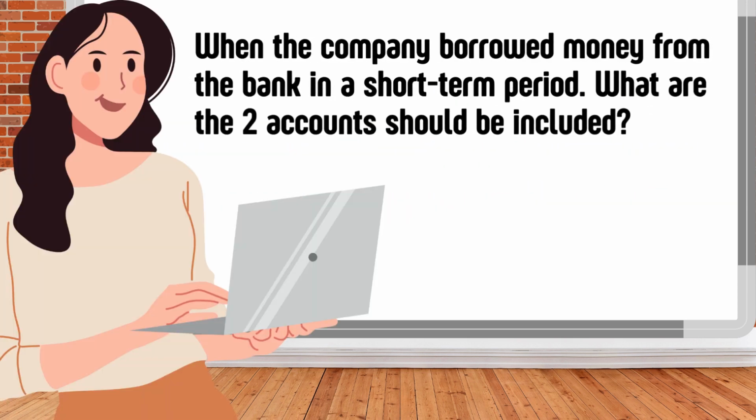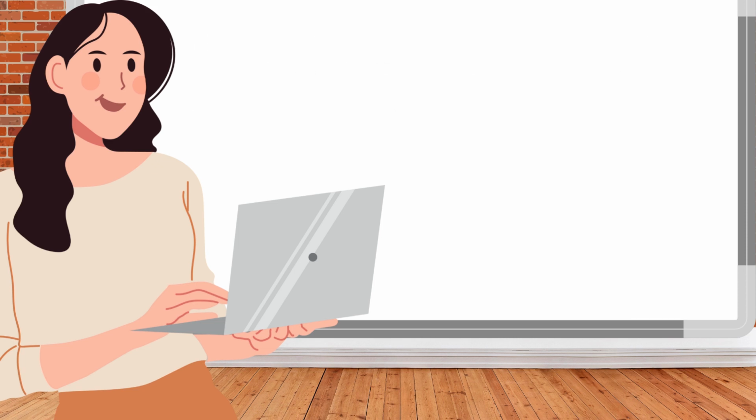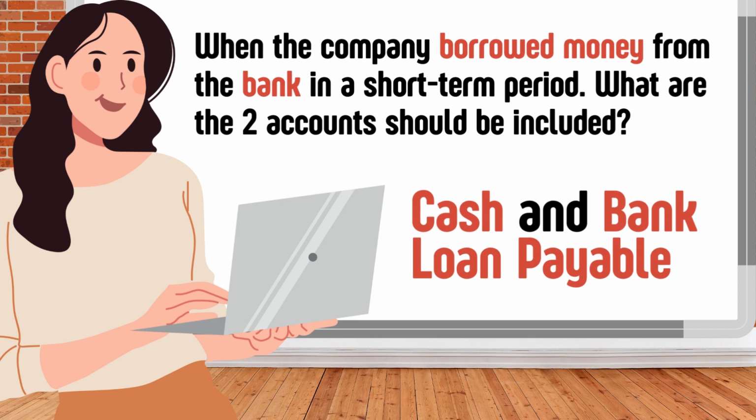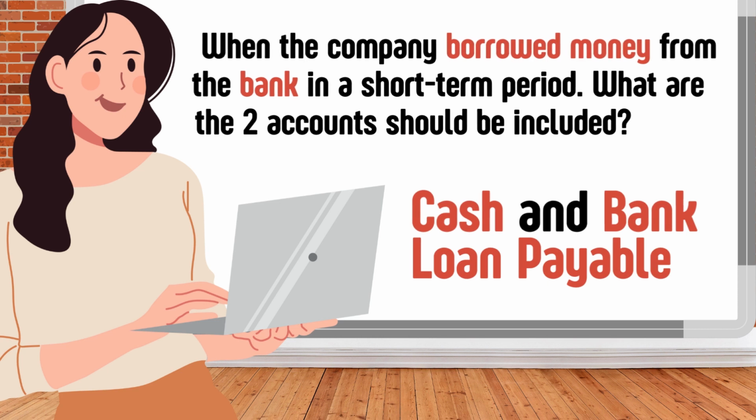Here's a question for you. When the company borrows money from the bank in a short-term period, what are the two accounts that should be included? It is indeed the cash and bank loan payable, cash for borrowed money, and bank loans for liability.